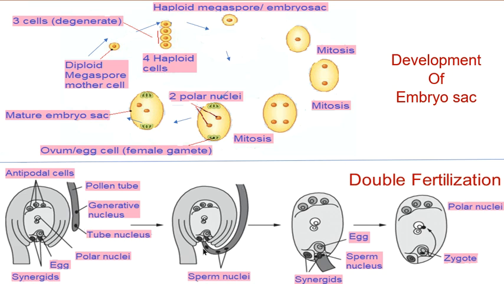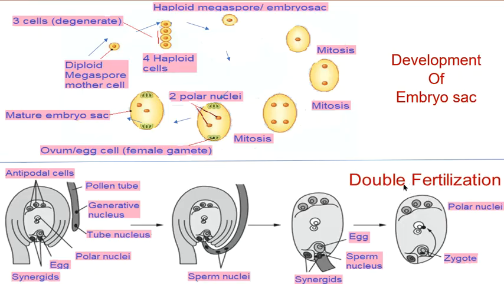Now what is happening? This pollen tube is penetrating from the micropylar region, and two sperm cells are released. It has penetrated the synergid area and reached the egg cell. Synergids are here, sperm cells are here, and the egg cell is here. One sperm cell fuses with the egg cell, another sperm cell fuses with the polar nuclei. Like this, two fertilizations are happening over here. So this is double fertilization.